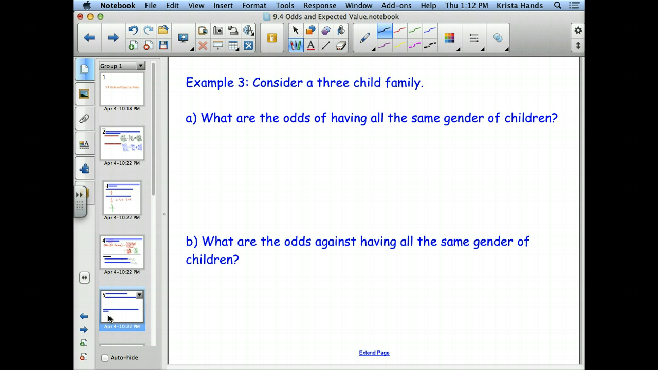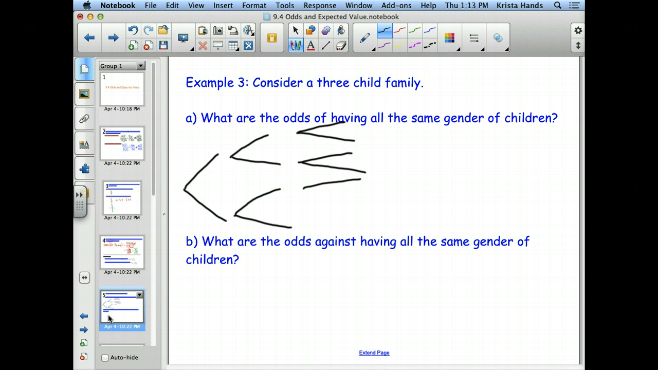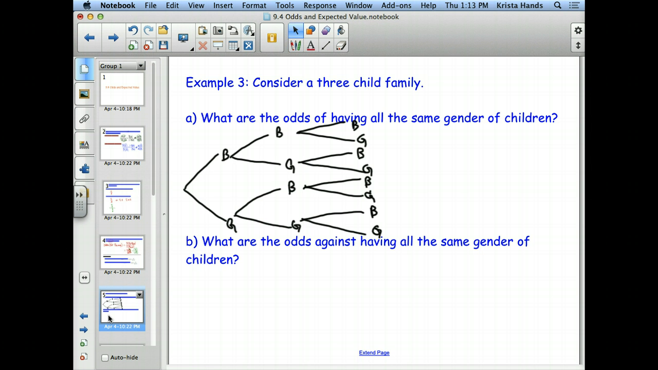So if we were to do three branches of a tree diagram, and these are all boy-girl issues right here. So here's boy, girl, boy, girl, boy, girl. All the way. And we know from the last lesson that these all are 0.5s, right? Okay, so, just for consistency, let me fill them all in. All right, they're all 0.5s.